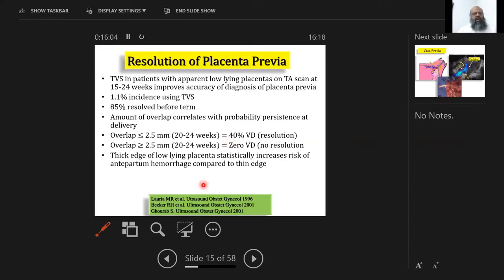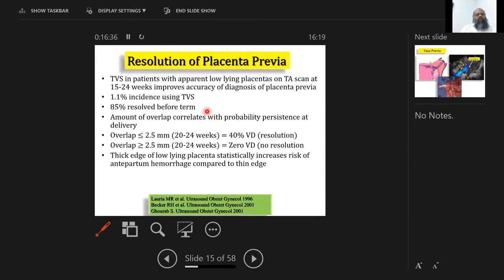TVS, transvaginal sonography, in patients with apparent low-lying placentas on transabdominal scan at 15 to 24 weeks improves accuracy of diagnosis of placenta previa. So if we have diagnosed transabdominally that there is a low-lying placenta, it is better to go for TVS or translabial ultrasound to confirm it. 1.1% incidence using TVS, and 85% resolved before term.